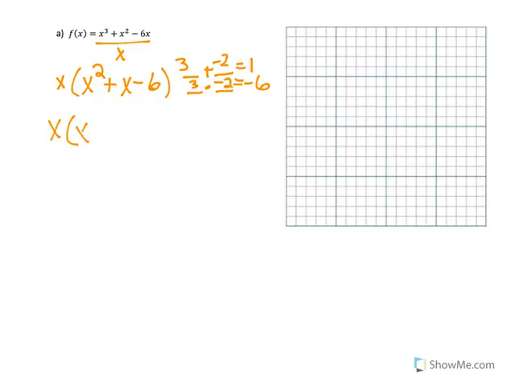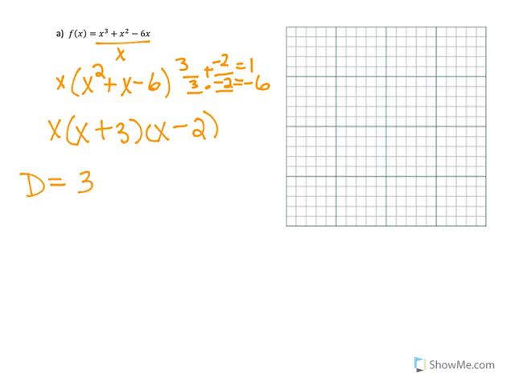Okay, so next one, it's not factored for us, so our first step is going to be, obviously, to factor. So we're going to take out an x first. So we have x squared plus x minus 6, and then we're going to factor this, so we need two numbers that add up to 1, multiply to get negative 6. Those numbers are 3 and negative 2. So our factors are x plus 3, x minus 2.